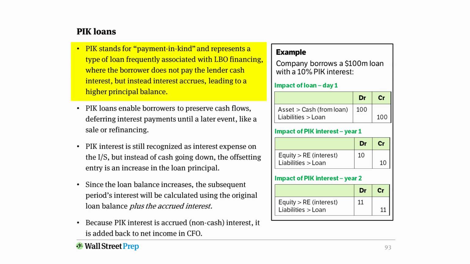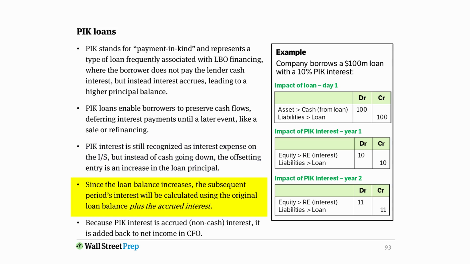So PIK stands for payment in kind and represents a type of loan that we actually frequently see associated with LBO, or leveraged buyout financing, where the borrower does not pay the lender cash interest, but instead interest accrues, leading to a higher principal balance. PIK loans enable borrowers to preserve cash flows, deferring interest payments until a later event, like a sale or refinancing. PIK interest is still recognized as interest expense on the income statement, just like cash interest expense. But instead of cash going down on the financial statements, the offsetting entry is an increase in the loan principal.